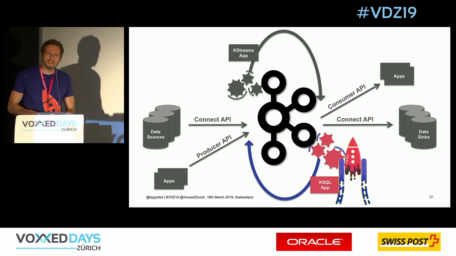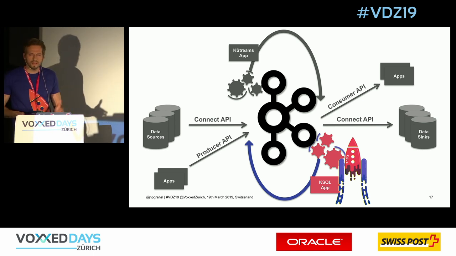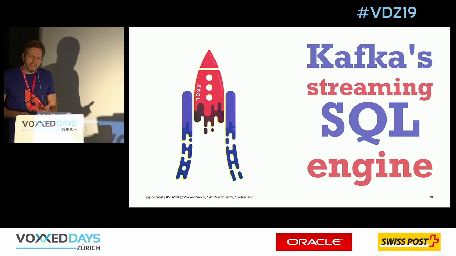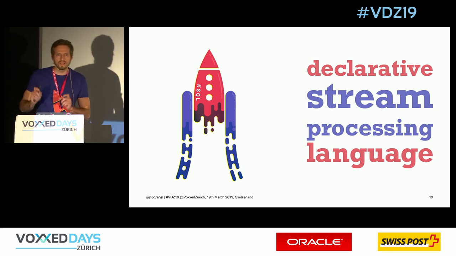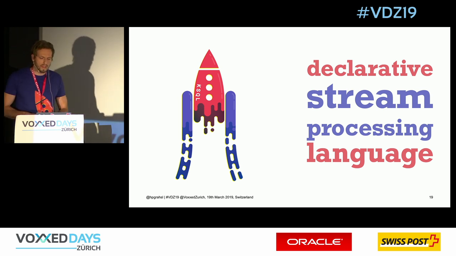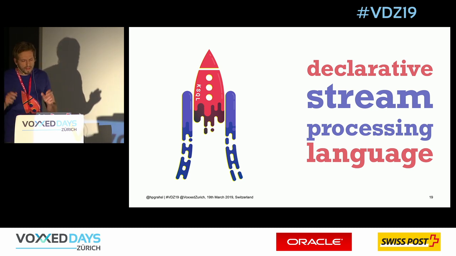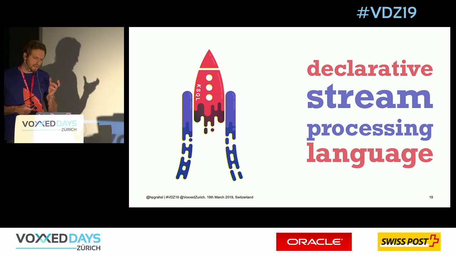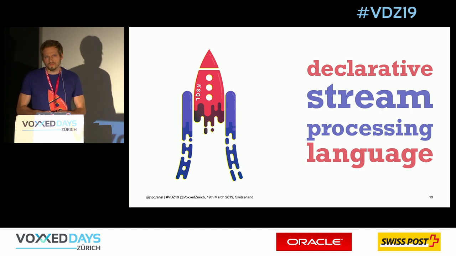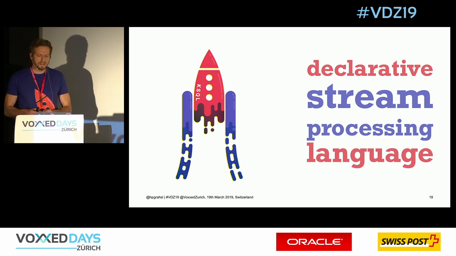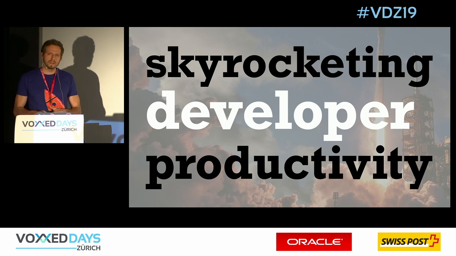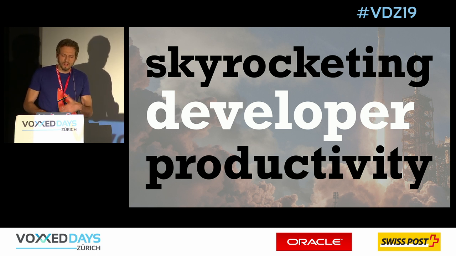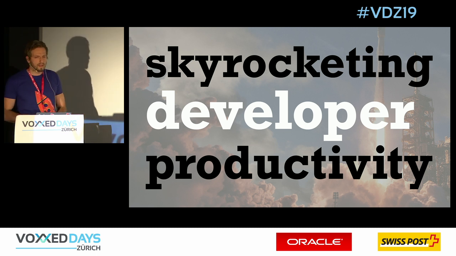KSQL itself is actually the name that refers to two things. First of all, it refers to Kafka's streaming SQL engine, and it's also the name for a declarative SQL-like stream processing language that you can use instead of having to write real application code in Java or Scala. And the main benefits it promises, there are two main ones. One is that it helps developers, these folks that would be able to write application code of course, to be even more productive.